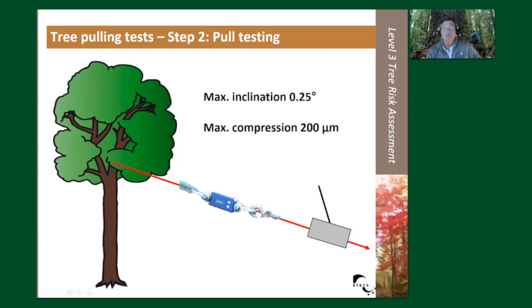And we have a measuring device, a load cell in the pulling line, to measure how hard we're pulling on the tree. We'll also measure the angle of that pulling line to try and correct that load as if it's acting straight on the tree.